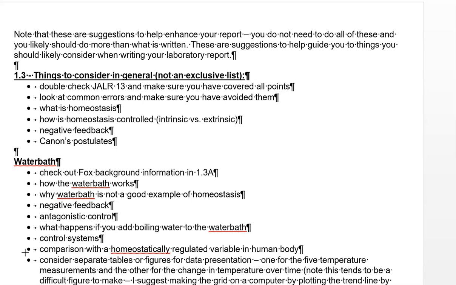For 1.3, one of the big things you want to answer is, what is homeostasis? You should discuss probably how is homeostasis controlled, both intrinsically and extrinsically. Extrinsically, it's controlled by the ANS, hormones, and other things. You should talk about negative feedback and its role in terms of homeostasis, and maybe even potentially work in Cannon's postulates as well. And again, that's not everything, but that's a nice list to look at, and nor do you have to do all of that as well. You get to choose in terms of what you want to do.